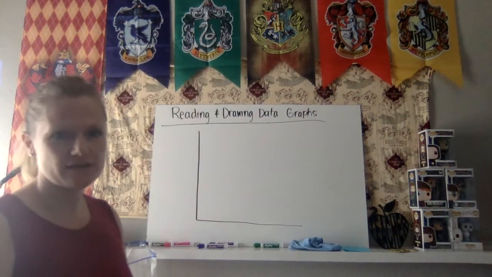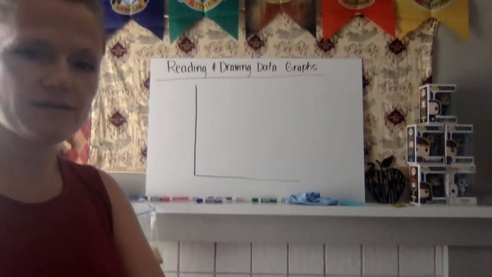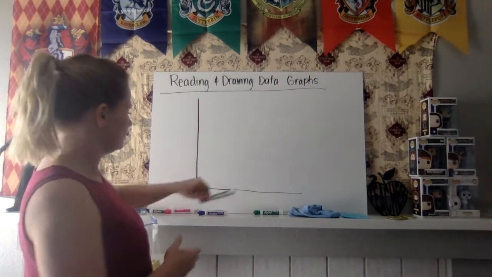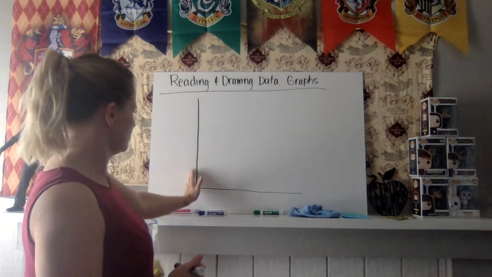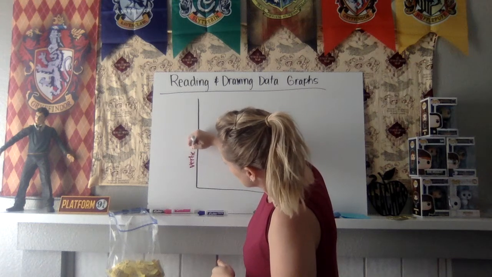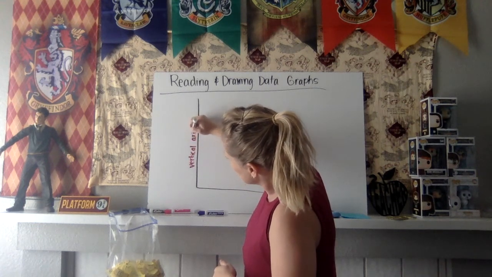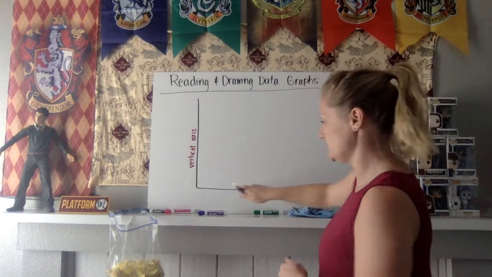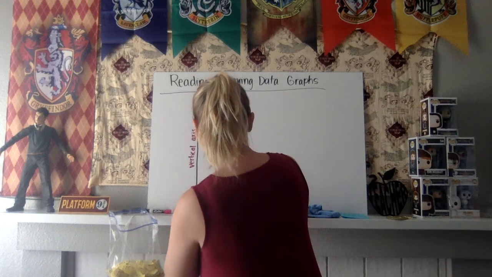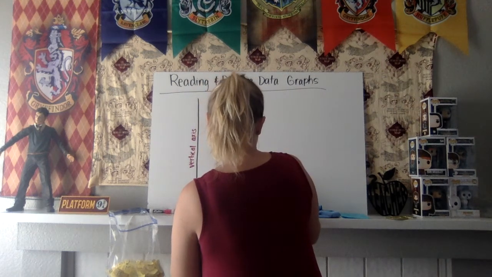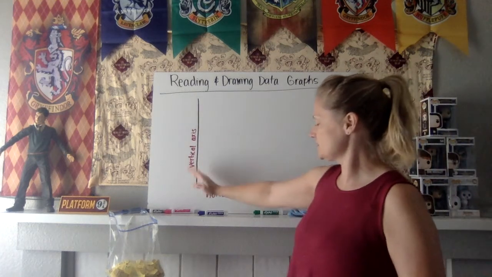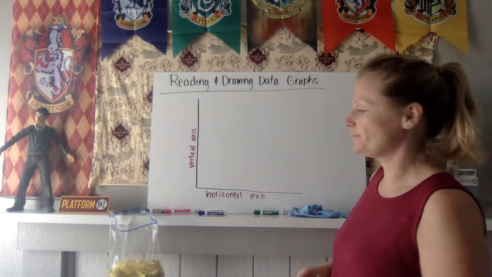All right, my friends, today we're going to be talking about how to read and draw data graphs. So first we're going to talk about the basics of a graph, okay? Always there is a vertical axis, okay? So I'm going to write that on here, vertical axis, and there is always a horizontal axis. So on every graph you're ever going to have, there will be a vertical axis and a horizontal axis, okay?